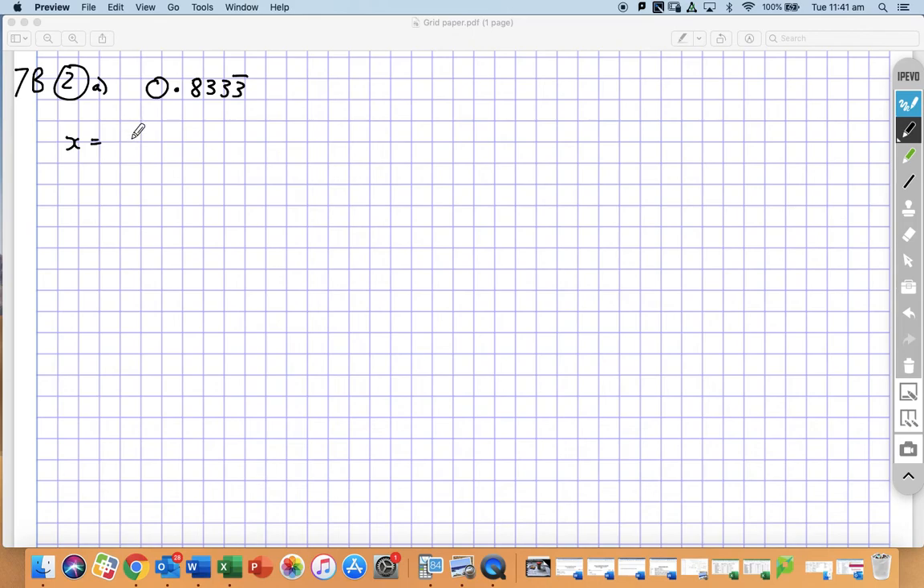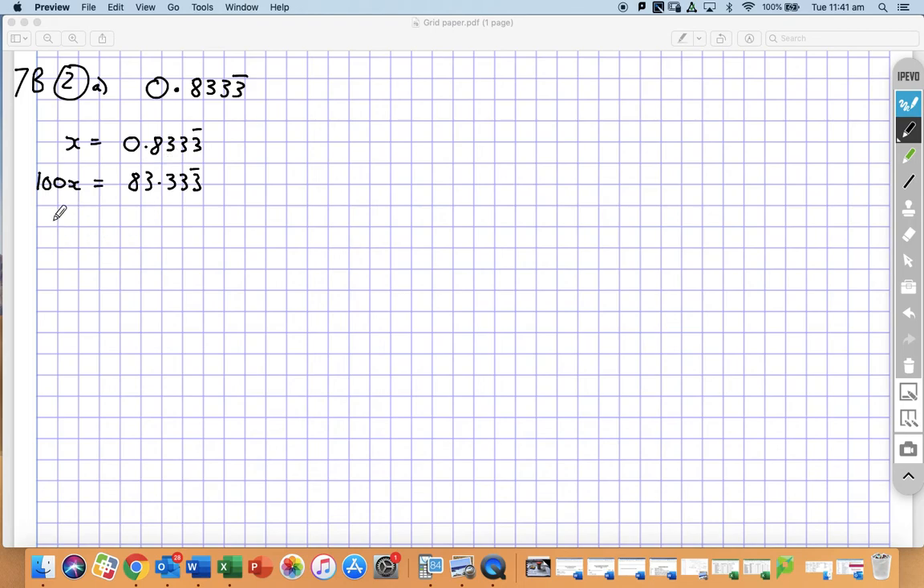So we've got x is 0.8333, lots of threes. If we go to 100x, we'd have 83.333. But if I do 100x minus x, I'm not going to get a whole number, am I? Right? Because I'd be doing 0.3 minus 0.8. What does that give you? It's like doing 13 minus 8, isn't it? It's going to give you 5.